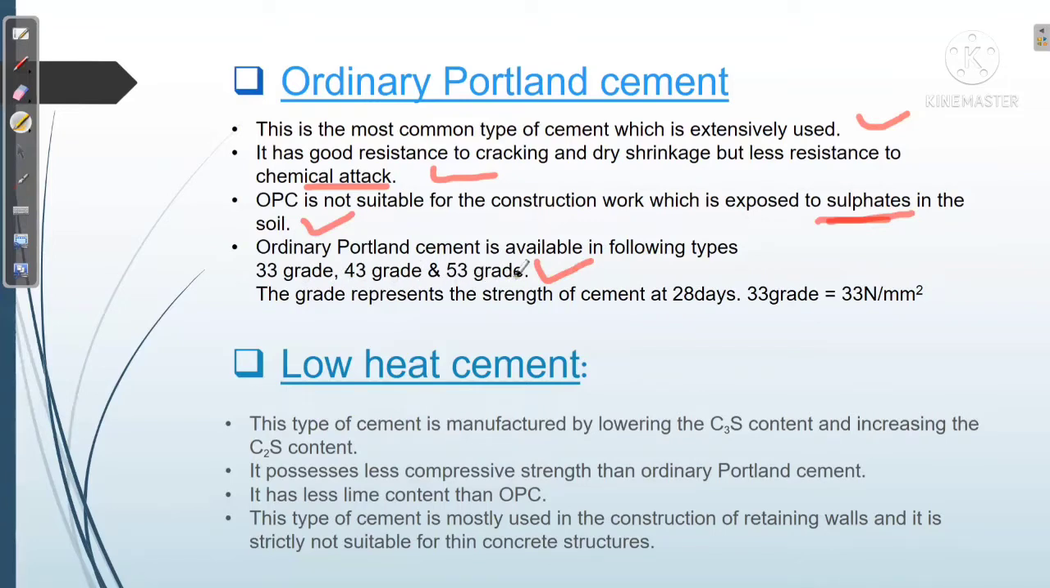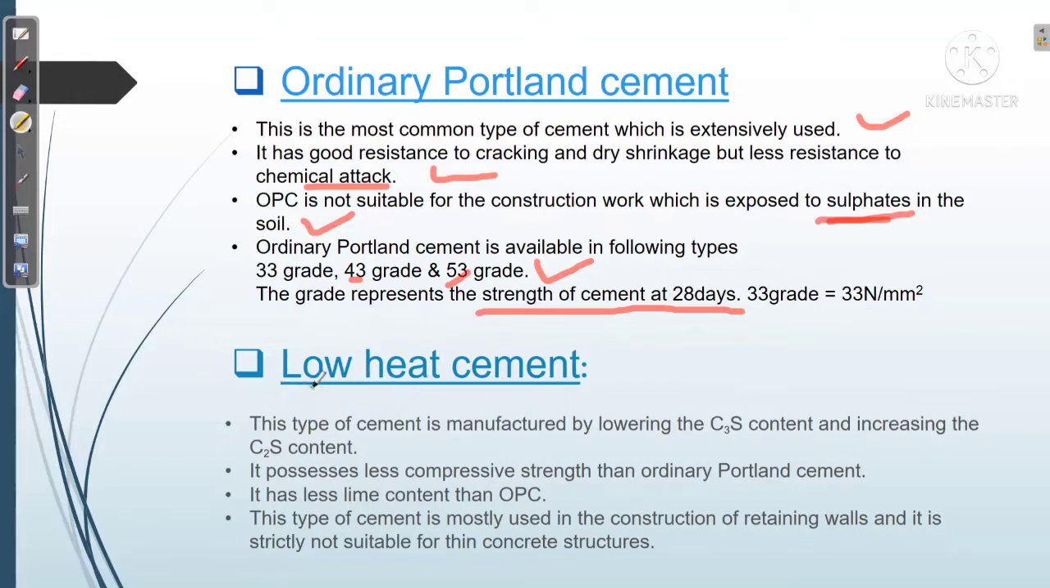Okay, so 33 grade is currently out of the market, and is not available in the market currently, you can say. So only 43 and 53 grade cement is currently available in the market. The grade is nothing but it represents the strength of cement at 28 days. In the same way, we calculate the strength of concrete at 28 days after keeping it for hardening. And the same way, we calculate the grade of cement based upon 28 days strength. Okay, so this is a very important chapter.